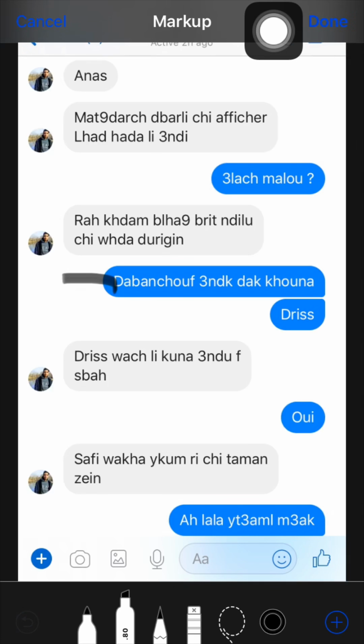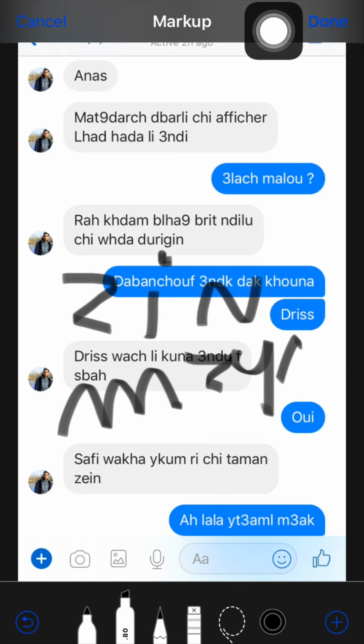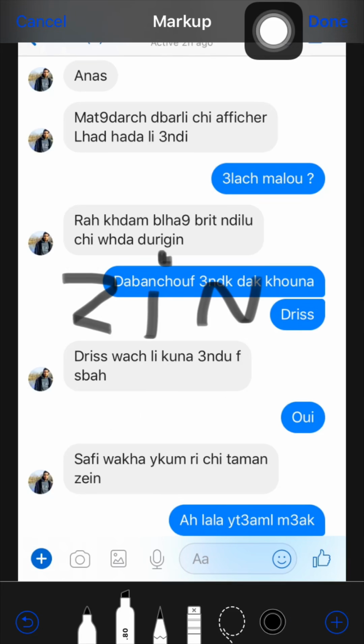Zin, we write zin like this, not how he wrote it, but it's fine. Zin means good, or you can also say mzian. And then I said lalla, which means no. يتعامل means he's gonna treat you well, like give you a good price, no worries. معاك, with you. I'm gonna treat the price with you. No worries.